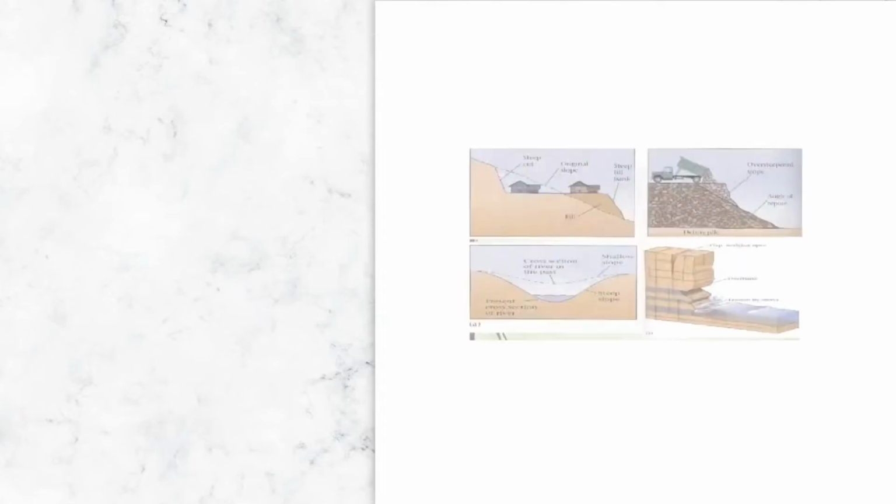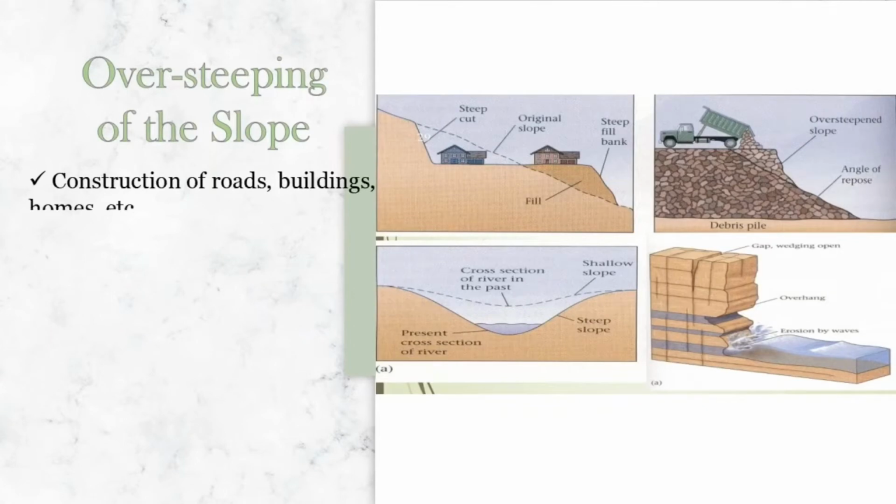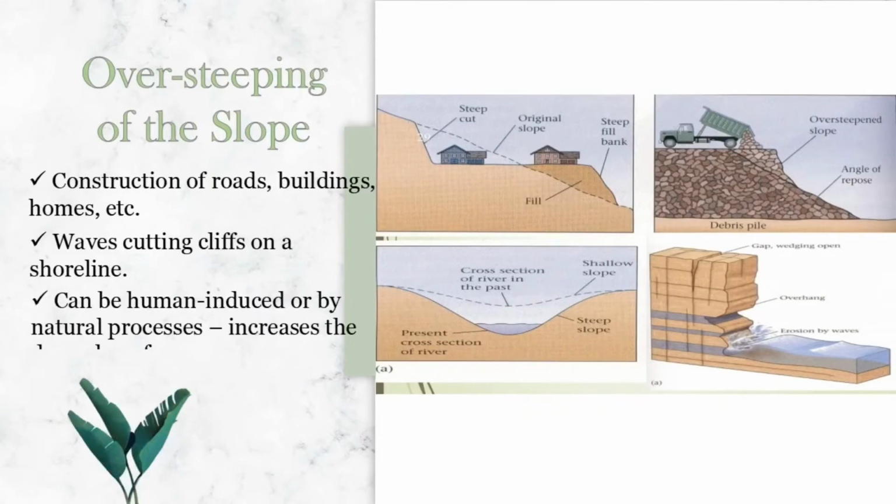Oversteepening of the slope: construction of roads, buildings, homes, and etc. Waves cutting cliffs on a shoreline, which can be human-induced or by natural processes, increase the downslope force.